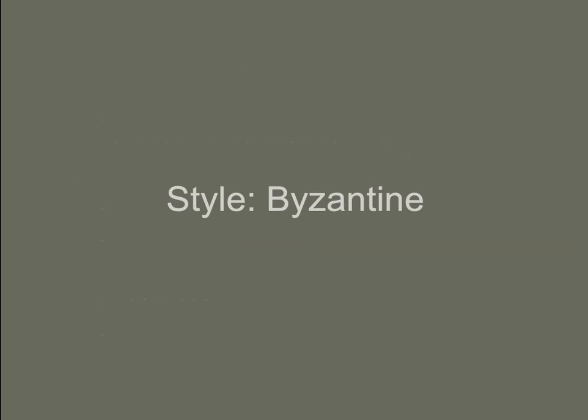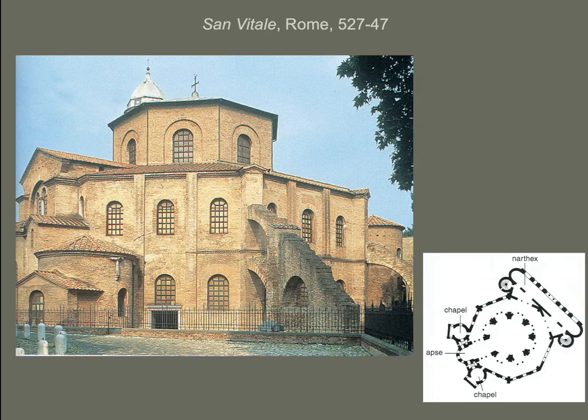So the next style we're going to look at is Byzantine style. And in Byzantine art, we're talking about an area known as Byzantium in the East. And they made Christianity the official religion of the state. And the art is going to reflect the riches of the Roman Empire and images of Christ.